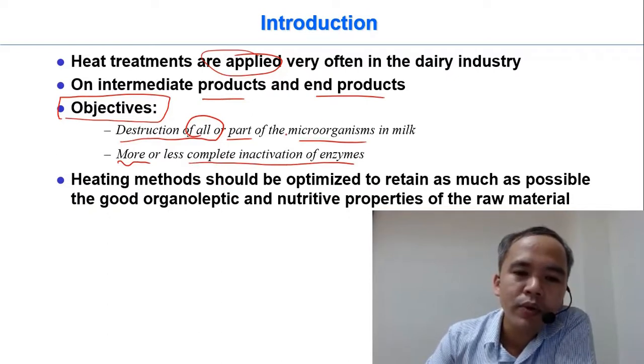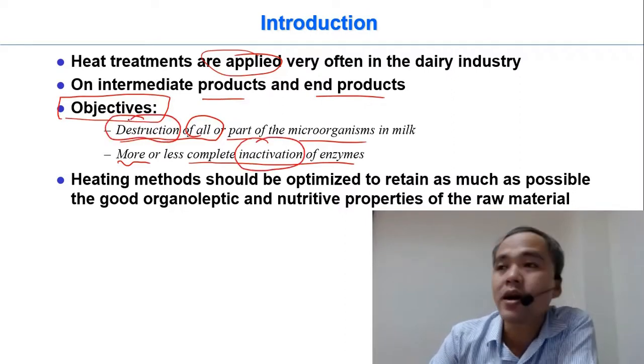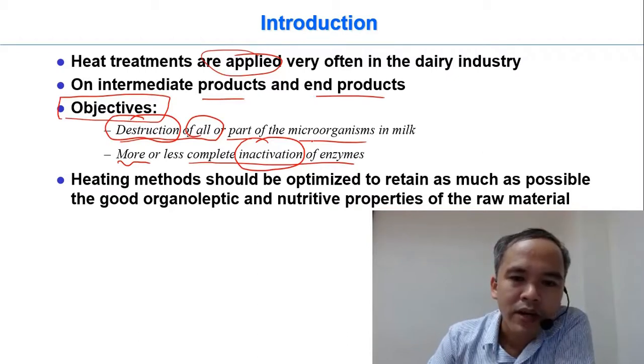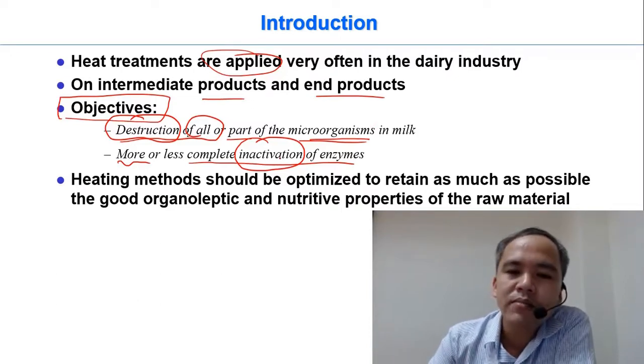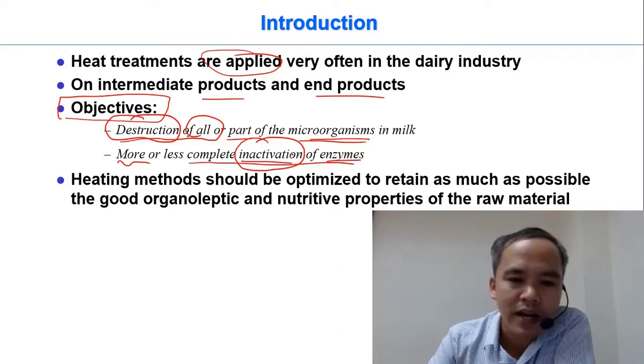For enzyme we use the term inactivation, but for microorganism we use the term destruction, because microorganisms are living organisms, so we destroy or we kill, but enzymes are components, so we just inactivate their activity, right? And then what do we need to care?